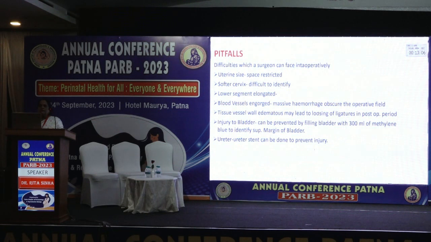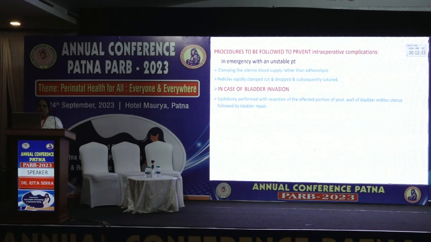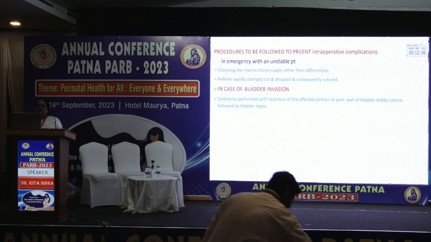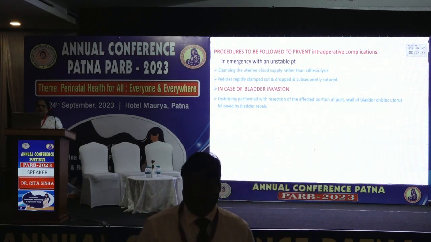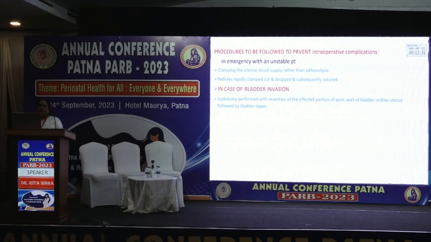Injury to the bladder can be prevented by filling the bladder with 300 ml of methylene blue to identify the superior margin of the bladder. Ureteric stenting can be done to prevent injury. In an emergency with an unstable patient, clamping of the uterine blood supply rather than adenolysis, and pedicles rapidly clamped, cut and dropped and subsequently sutured. In case of bladder invasion, cystostomy is performed with resection of the affected portion of the posterior wall of the bladder, and the uterus is removed en bloc, followed by bladder repair.